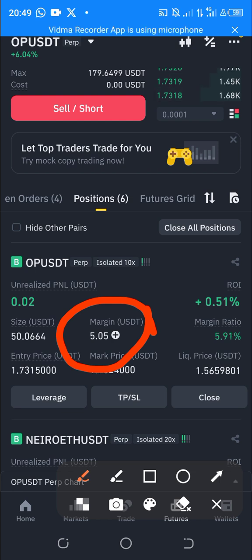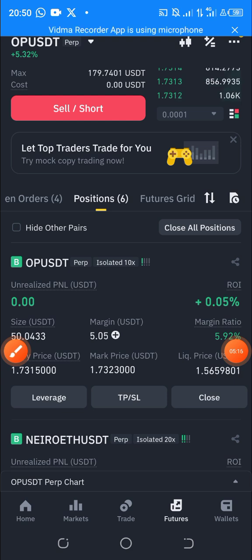The first is that you must know how to manage your risk if you want to do future trading. So that's how to long on any coin in future trading. So after you have entered your trade, now what else are you supposed to do? You have to set your stop loss and also set your take profit order.